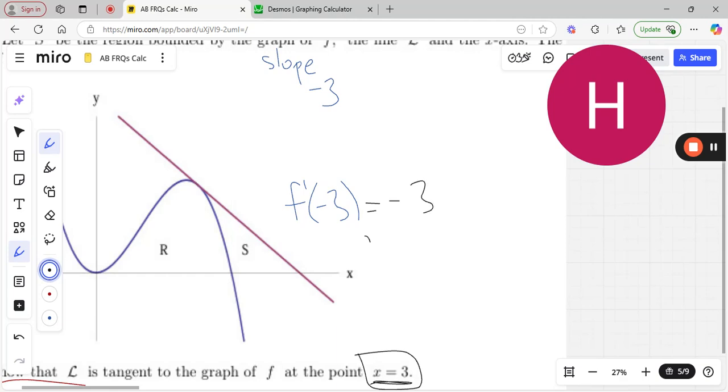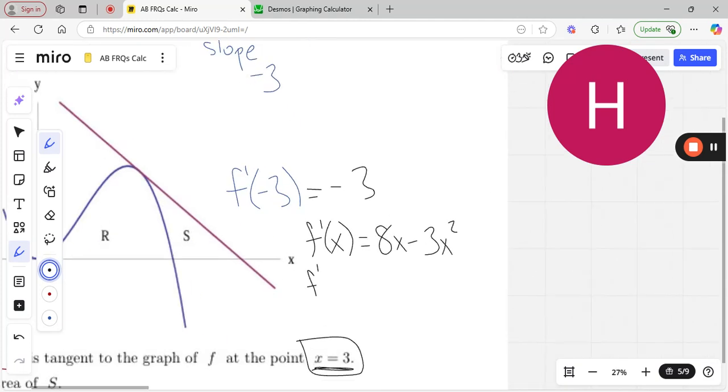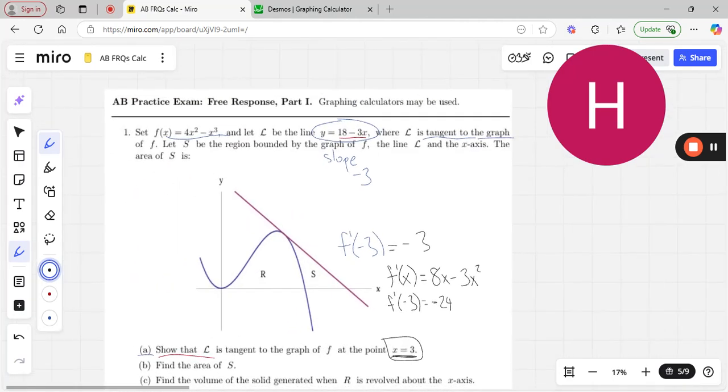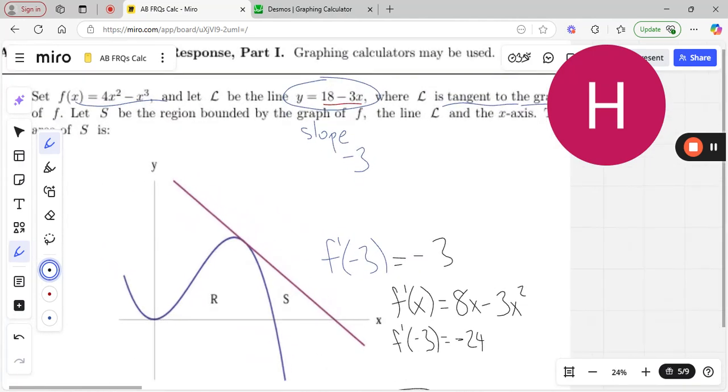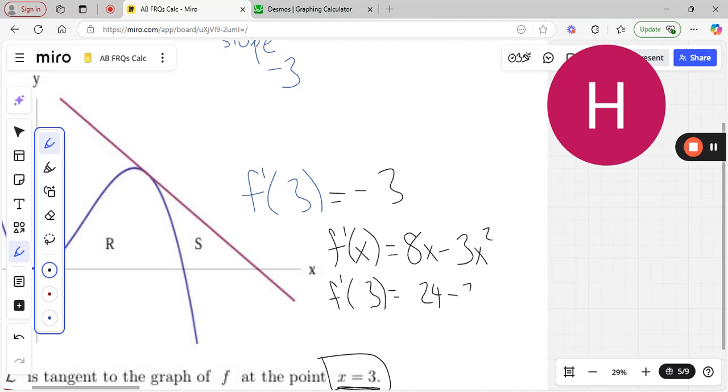And of course, f prime of x, which is the derivative of f of x, that's just going to be 8x minus 3x squared. And so therefore f prime of -3 is going to be -24 minus 3 times 9. Oh wait, is it a plus? No, it's not a plus. Oh, x equals 3. Silly me. What am I doing? So yeah, this is a plus 24 minus 27, which of course is -3.